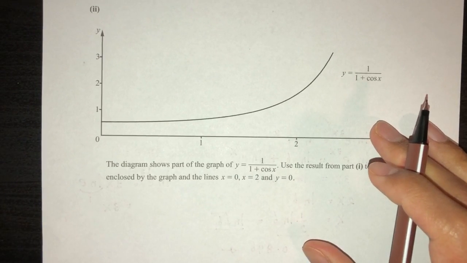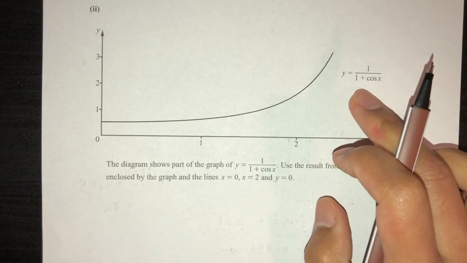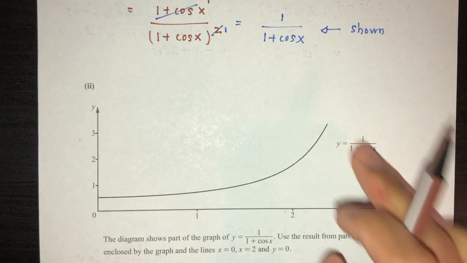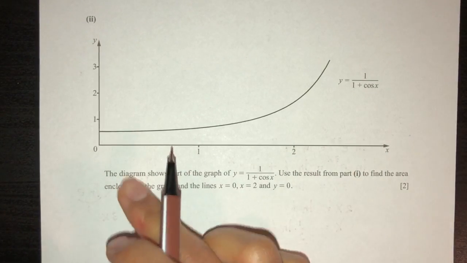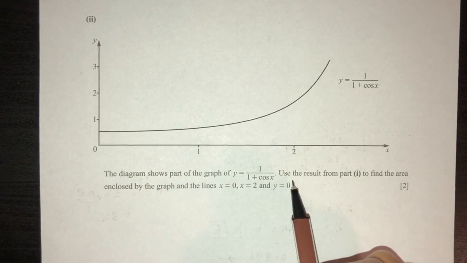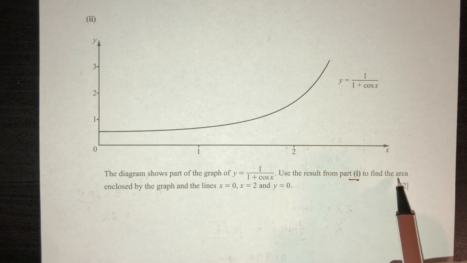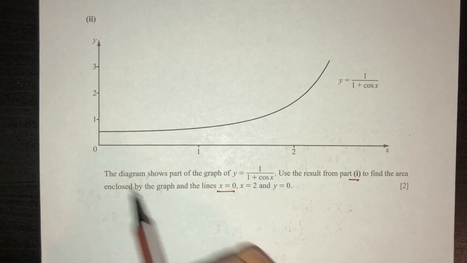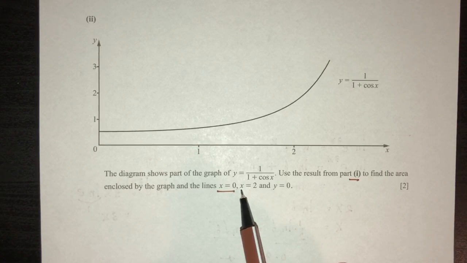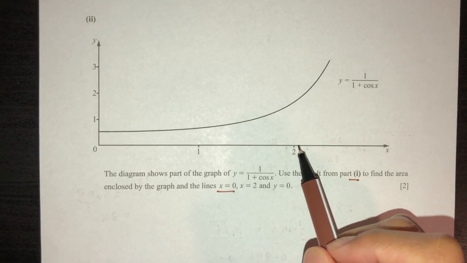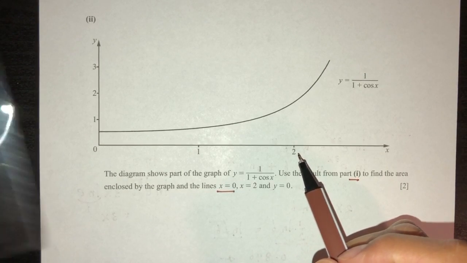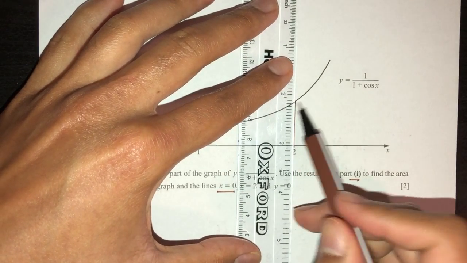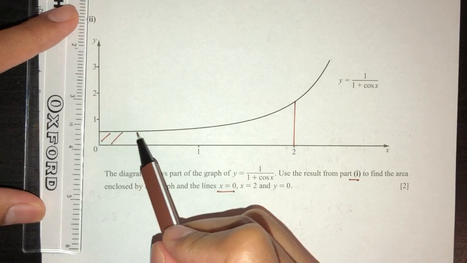Now for part 2, we have a graph, and this is your curve y. As you can see, this is your curve, right? Now it says use the result from part 1 to find the area enclosed by the graph and the lines x equal to 0 from here and x equal to 2 from here. So we have to find this area. So basically from 0 to 2, we have to find this area.